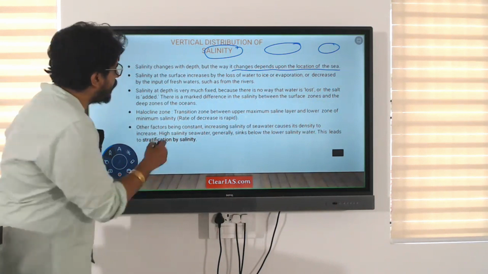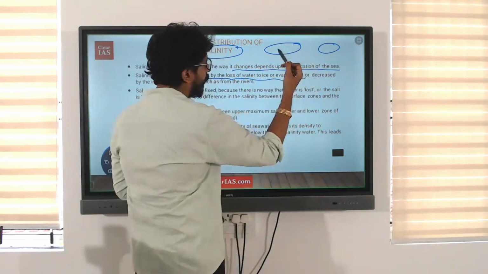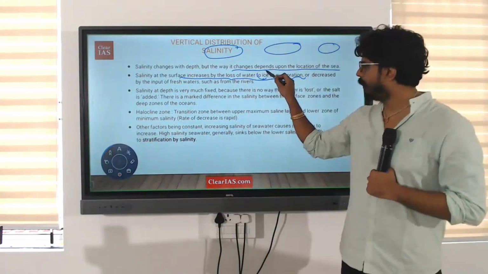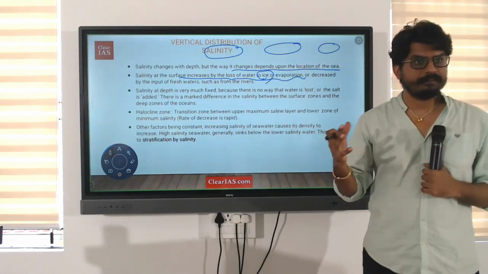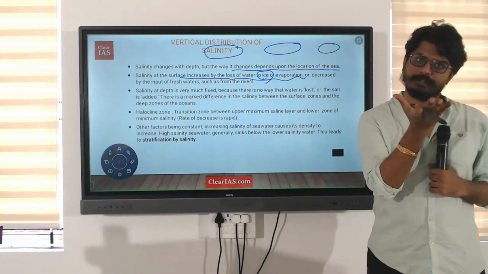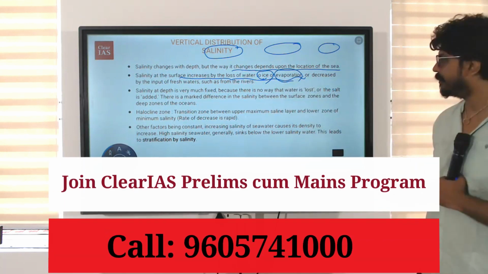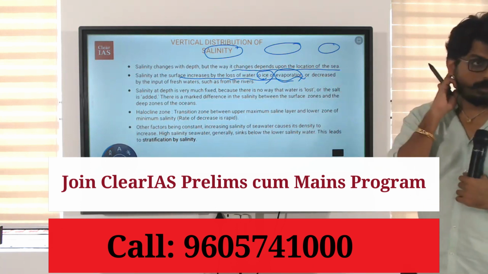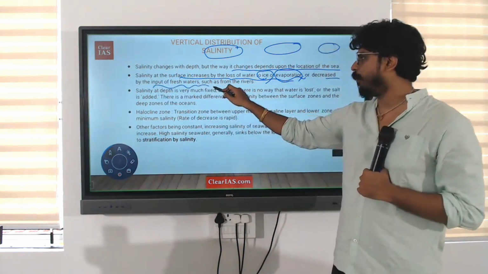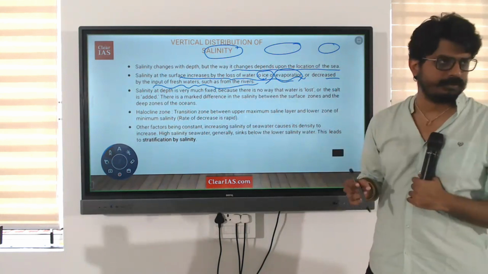Next point. The salinity at the surface increases by the loss of water to ice or evaporation. What do you mean by loss of water to ice? Freezing. When freezing happens, the rest of the water on the surface increases in salinity. Clear? Or evaporation. Evaporation will also increase the salinity. Or salinity decreases by the input of fresh water from rivers or melting of glaciers.